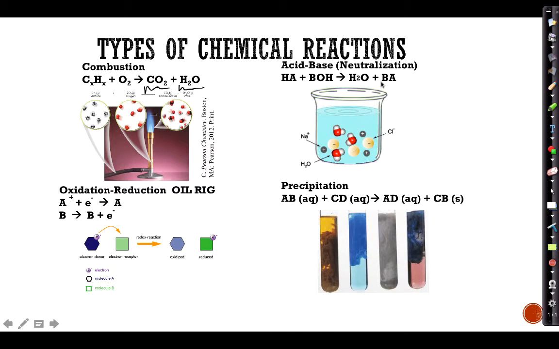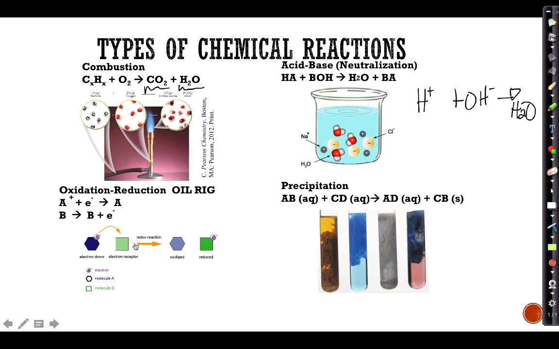An acid-base reaction would be a neutralization reaction, where you're going to react the acid, or the H+, with a hydroxide to produce water and some ionic compound. So this is my net ionic reaction, though, if I have a strong acid with a strong base.